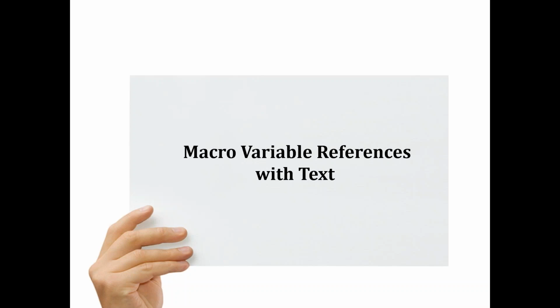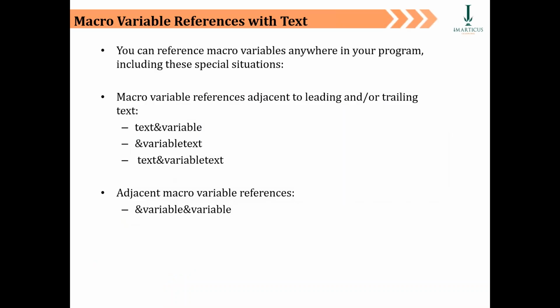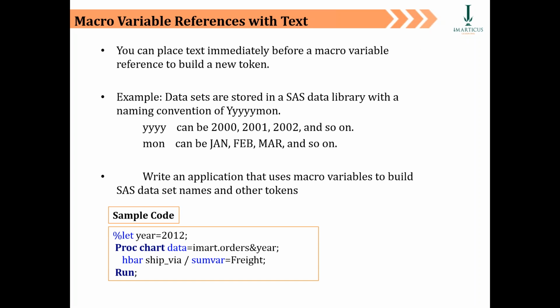Similarly, macro variable references with text. Then macro variables in text we can use in various ways. We can reference macro variables anywhere in our program for special situations, like macro variable references adjacent to leading or trailing text. We can use text and ampersand variable, or we can also write it like ampersand variable text, or text ampersand variable text, like that also. And then adjacent macro variable references we can write as ampersand variable and ampersand variable. Let us try to see an example of it.